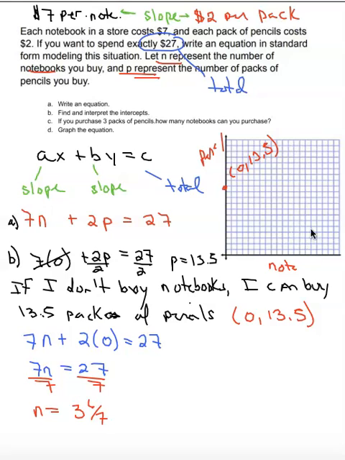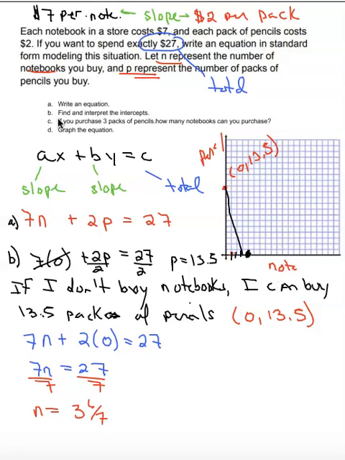So about 4. Okay, so 3 and 6 sevenths. It's about 4. I will probably change that number on the quiz, 27, to make it a little nicer. So about 4, so 1, 2, 3, 4 somewhere. So 3 and 6 sevenths, and then you draw a line. And then the interpretation, if you don't buy any pencils, I can buy 3 and 6 sevenths notebooks. And again, I will give you a much nicer number to work with than that one.